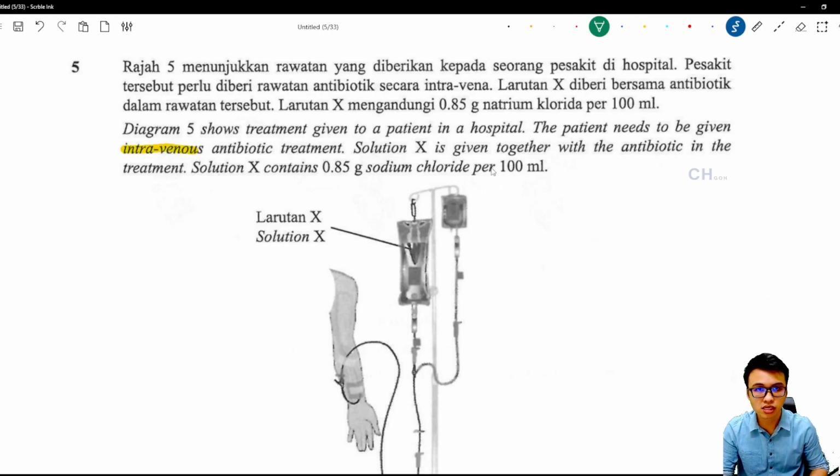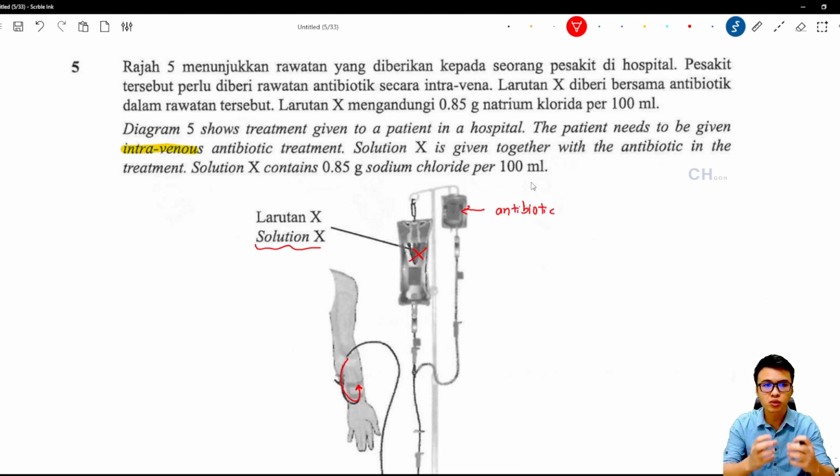Okay, so you guys can see here, it's trying to put some fluid into the veins of this patient. Now, it is doing the antibiotic treatments, and solution X is given together with the antibiotic in the treatments. So here, this is the solution X. Then I guess this will be the antibiotic. So the antibiotic and the solution X must mix together in order to be provided to the patients here. Solution X contains 0.85 sodium chloride per 100 ml.